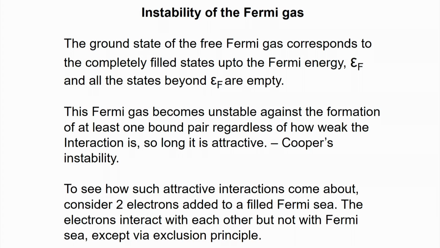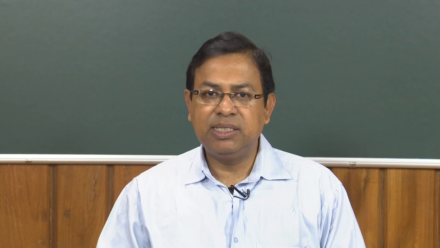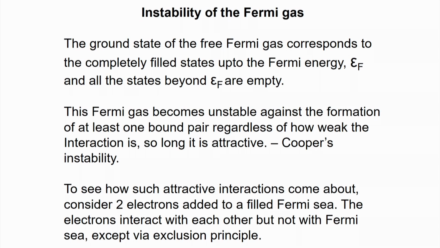How are the electrons interacting with themselves via an attractive potential, such that they form bound pairs? And what do these bound pairs have in common with the superconducting state? It can be understood as the instability of the Fermi gas. The ground state of the free Fermi gas corresponds to the filled Fermi sphere, with all states filled up to the Fermi level, and all states beyond the Fermi energy empty.